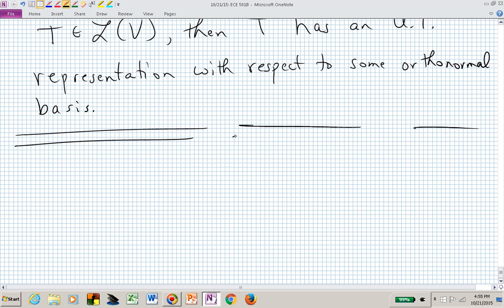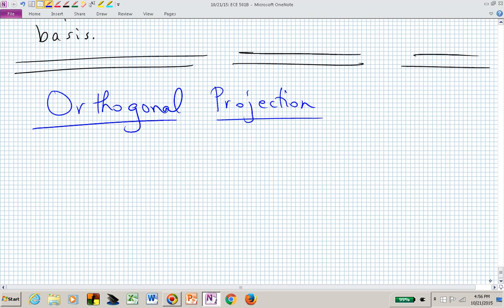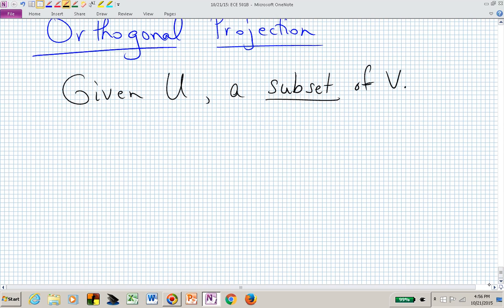Now we can start talking about, those are sort of our results or facts. We said after that we would start talking about projection. And the type of projection we are going to be talking about is orthogonal projection. Here, let's say that we're given U, a subset of V. Now, I'm making a big distinction. This is a subset of a vector space. It's not a subspace. Given U, a subset of V.